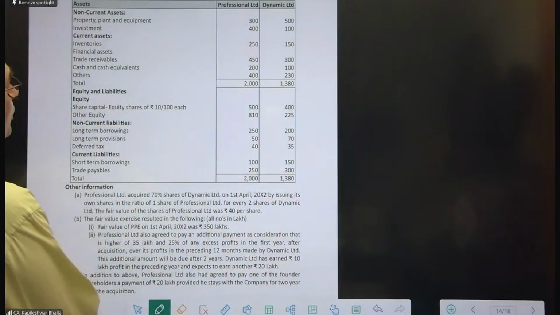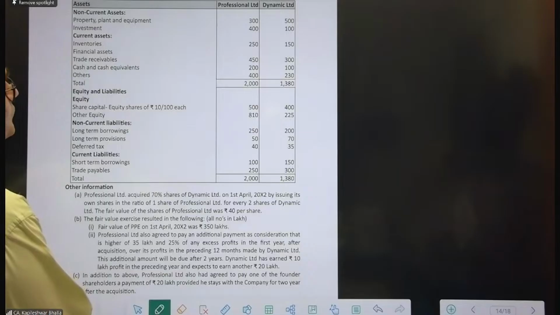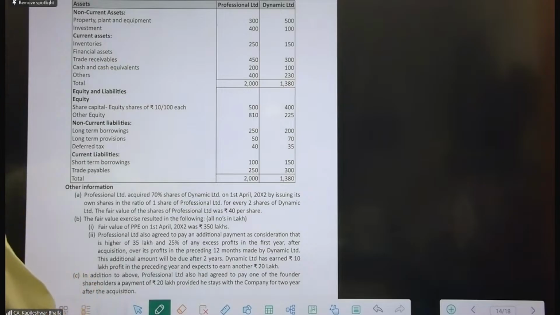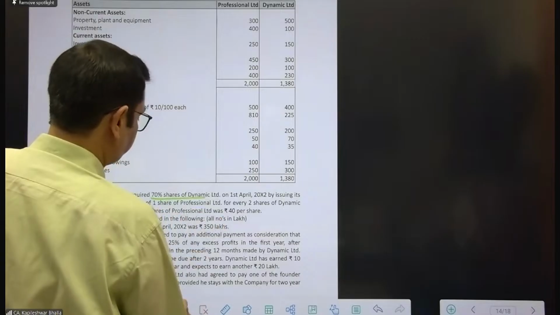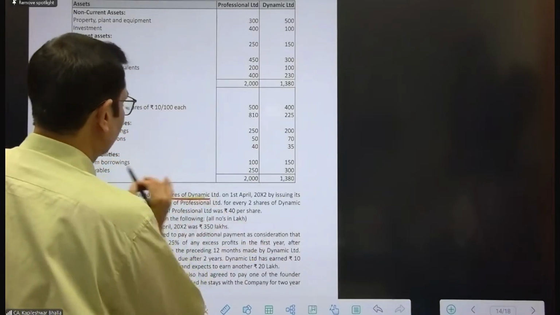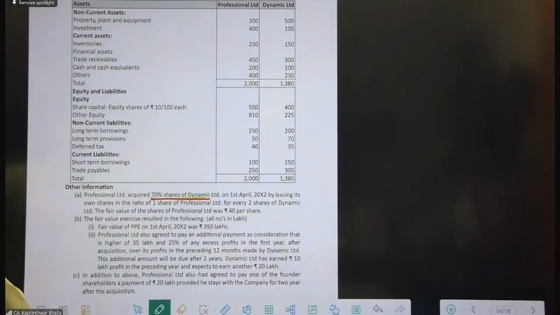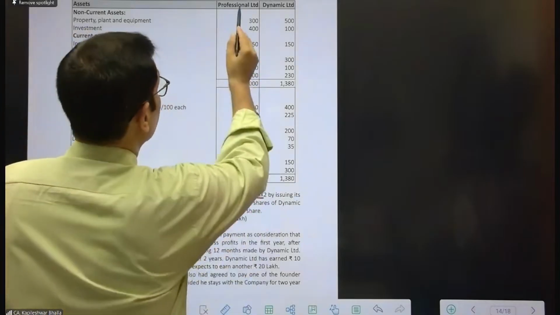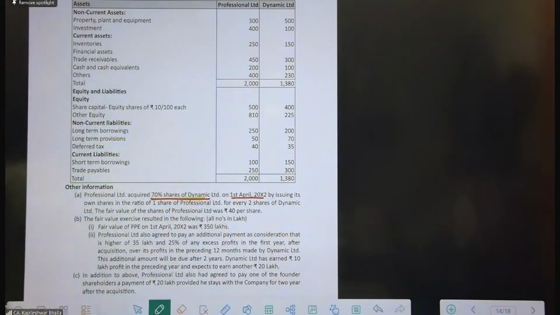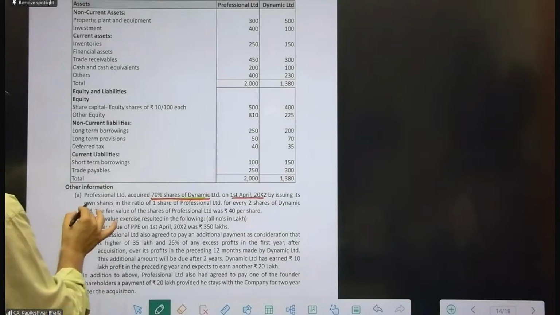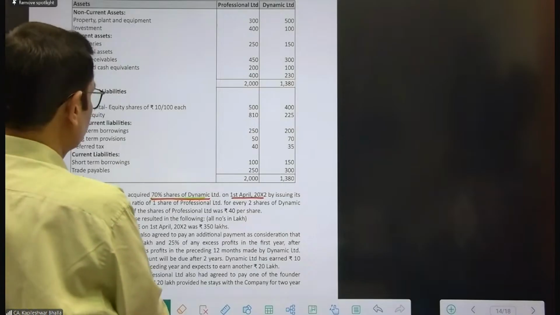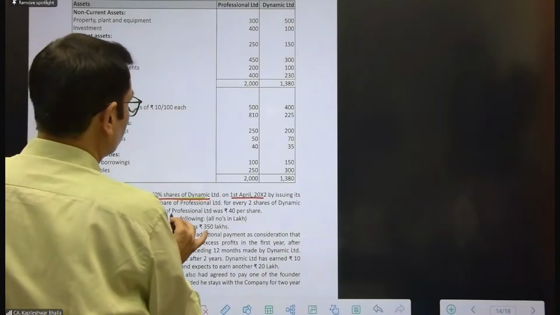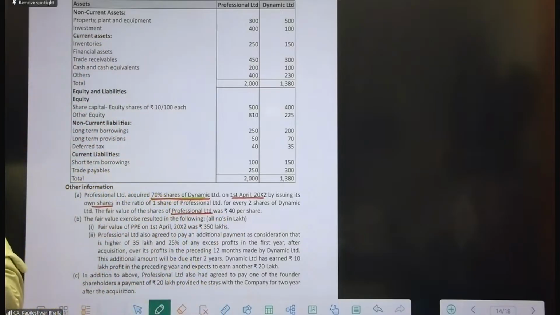I am given the balance sheet of Professional and Dynamic on 31st March X2. And I'm going directly to the additional information. It says Professional acquired 70% shares of Dynamic on 1st April X2. This is the balance sheet on March X2 prior to the acquisition, by issuing its own shares in the ratio of 1 share for every 2 shares of Dynamic. And the fair value of the shares of Professional Limited is given at the rate of 40 per share.